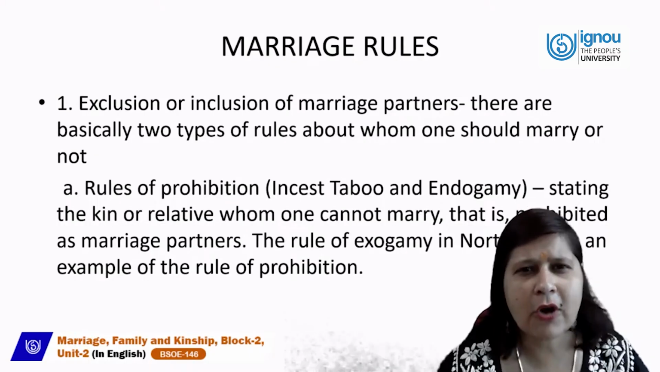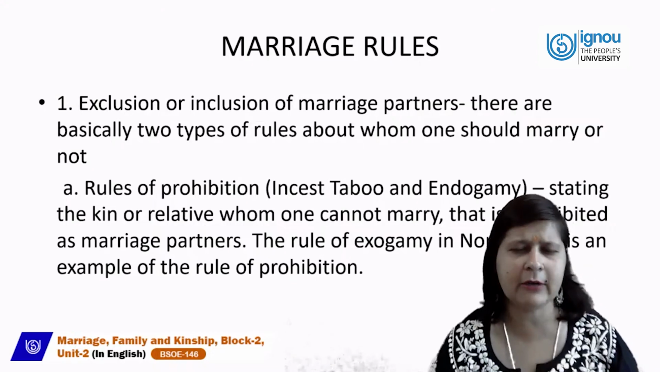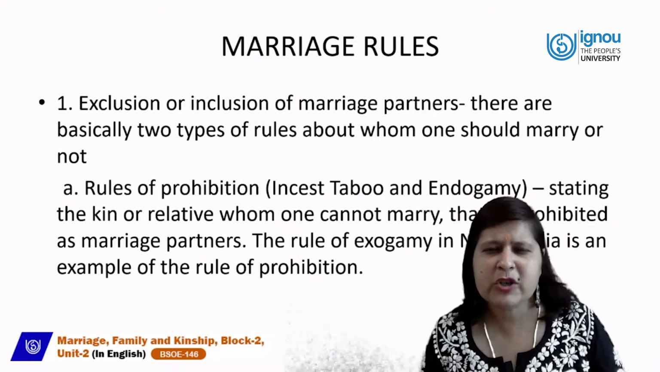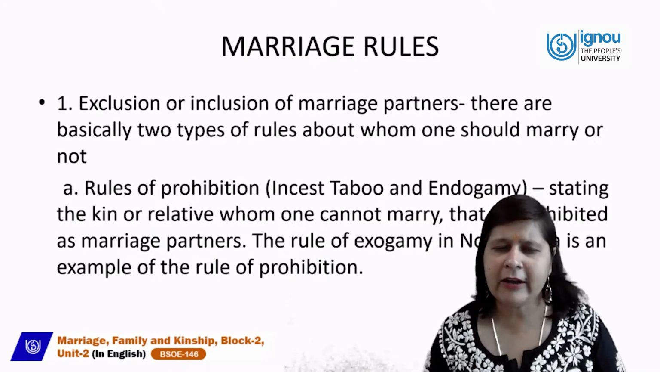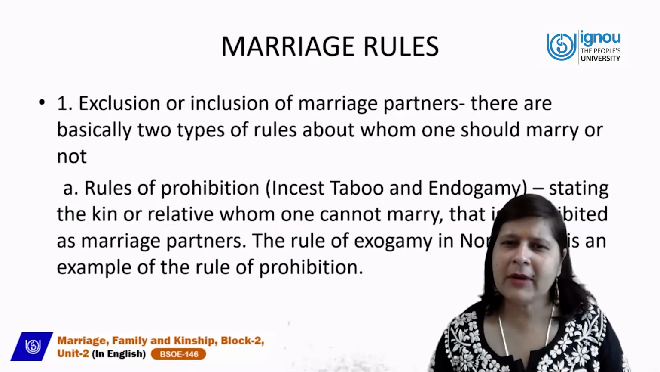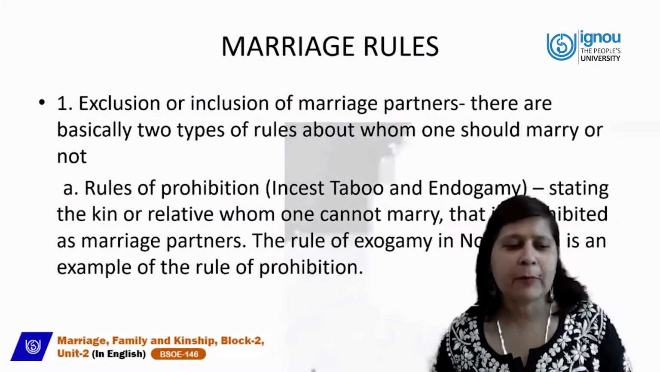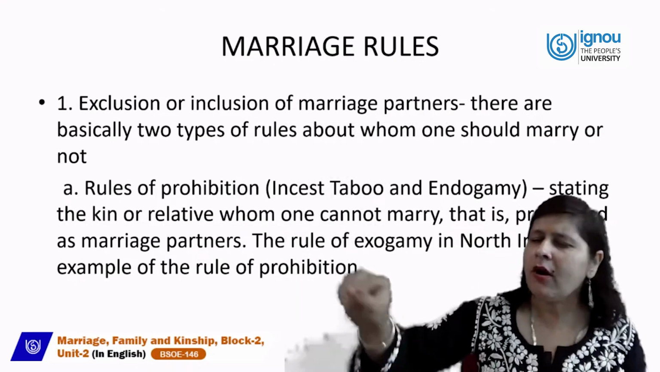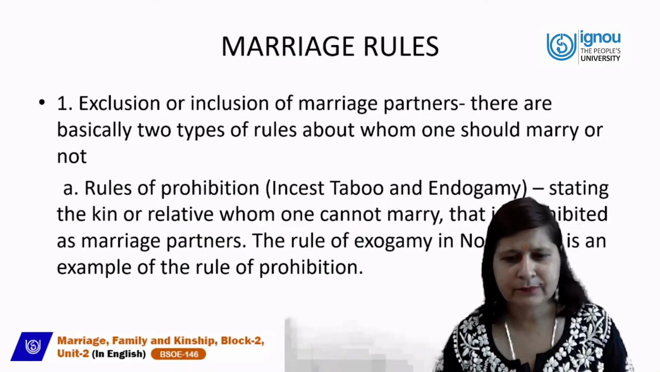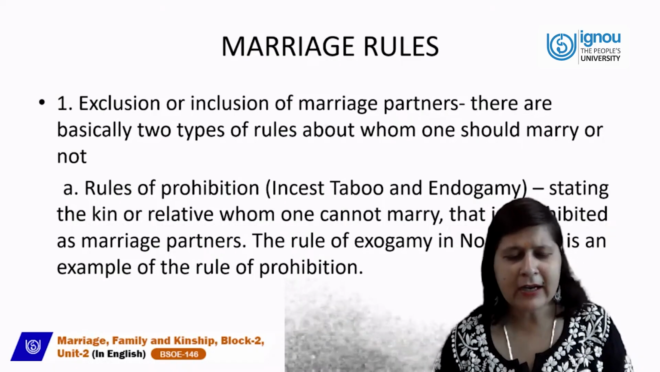These rules are rules of prohibition, such as incest taboo, or endogamy. You might have heard the term endogamy many times. This is a rule of prohibition. A rule of prohibition states which kin or relative one cannot marry. Endogamy defines whom one cannot marry, that is, who is prohibited as a marriage partner. This rule is found in North India.